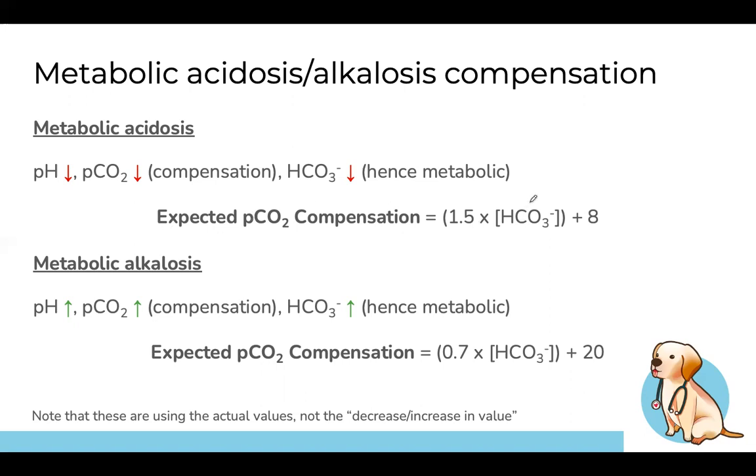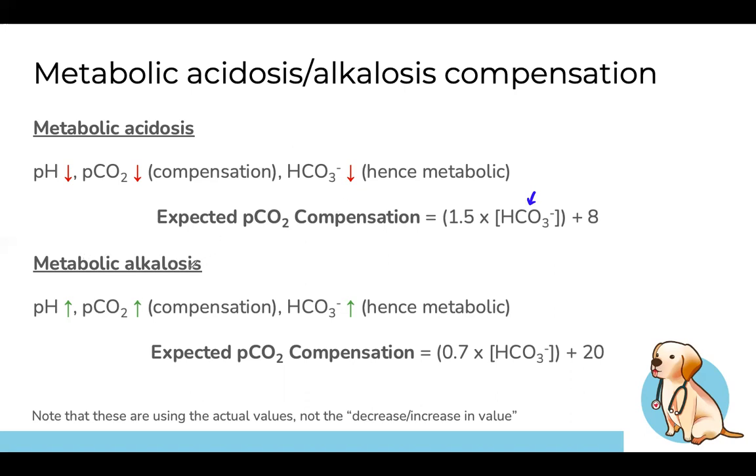and remembering that you're actually using the number for HCO3 here. So you're not using the difference between the normal range and what you're getting. You're using the actual number that you see in the ABG, and your expected PCO2 compensation should be the actual number you'd be expecting to see in your ABG as well. So if that doesn't match up, then your metabolic acidosis is not adequately or fully compensated.